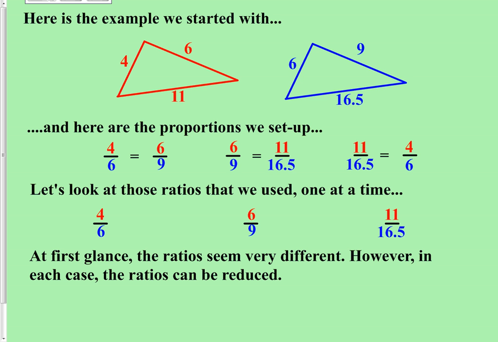In the end, we used three ratios over and over again. They are, of course, the small side lengths, 4 to 6, the medium side lengths, 6 to 9, and the 11 to 16.5 was the largest side lengths. Now, when you take a look at those ratios, obviously they look different from each other, but all of these ratios have something in common with each other. Each of them can be reduced. So let's see what happens when we reduce these ratios.